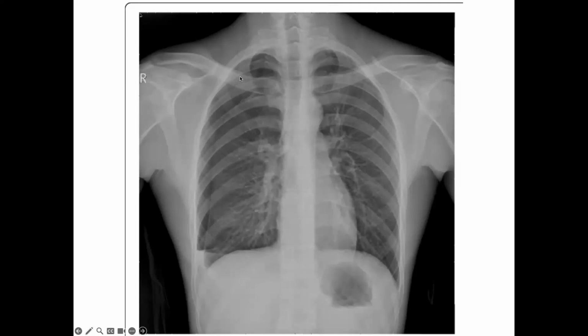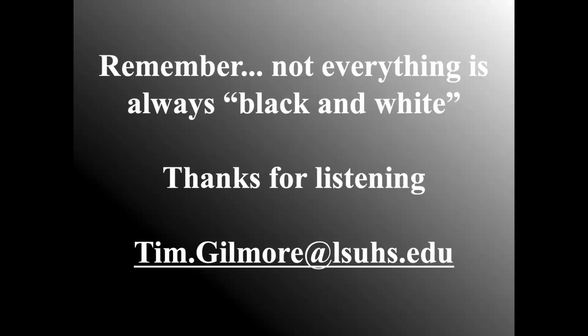So everything to the right of my mouse, to the patient's right, I should say, my mouse is all free air. And you've got a really prominent pulmonary artery to the point, I would argue, there's something very unusual here that you don't see every day, probably has a little bit of mucosal edema as well. So in closing, remember, not everything is always black and white. I mean, I know on x-ray it kind of is, but there's always a little gray area.